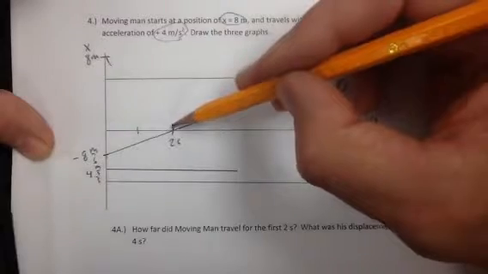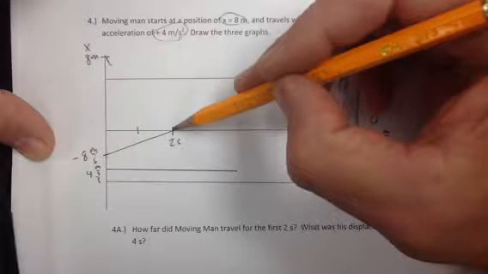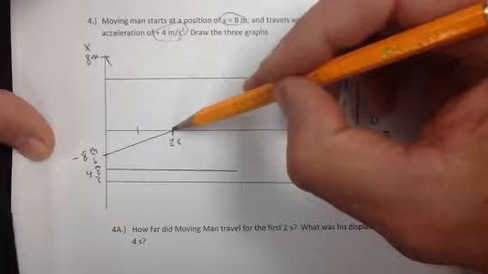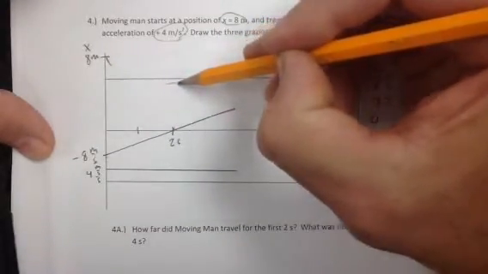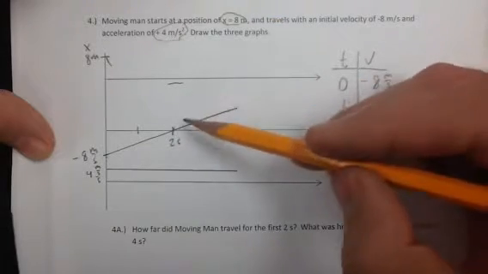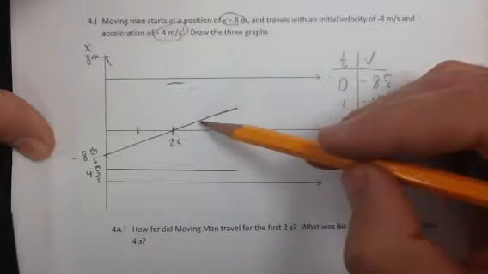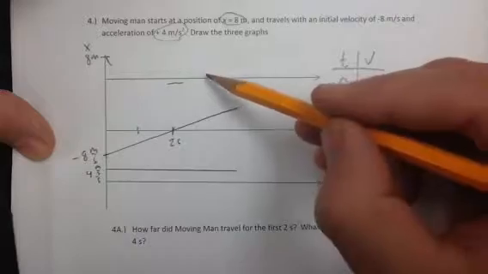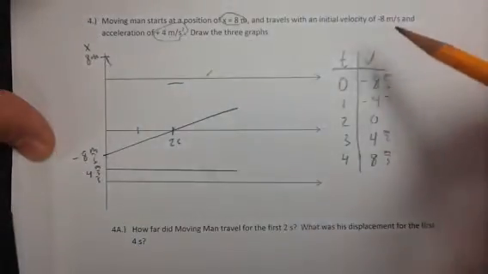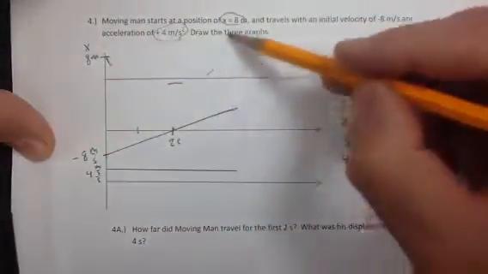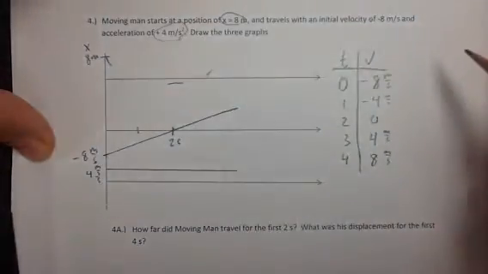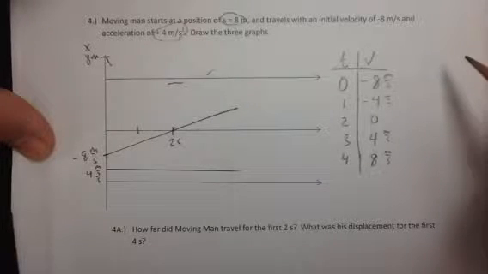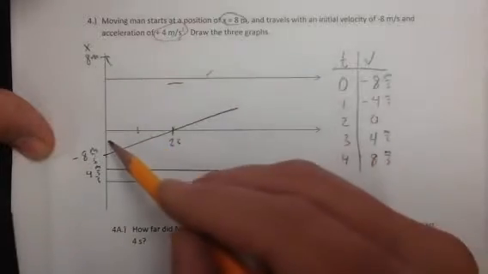We can see that right here at 2 seconds, the velocity is 0, which means the position graph will have a 0 slope. And past 2 seconds, the velocity is positive, which means our slope is also going to be positive. So the graph looks like it's going to be some type of upward facing parabola here.